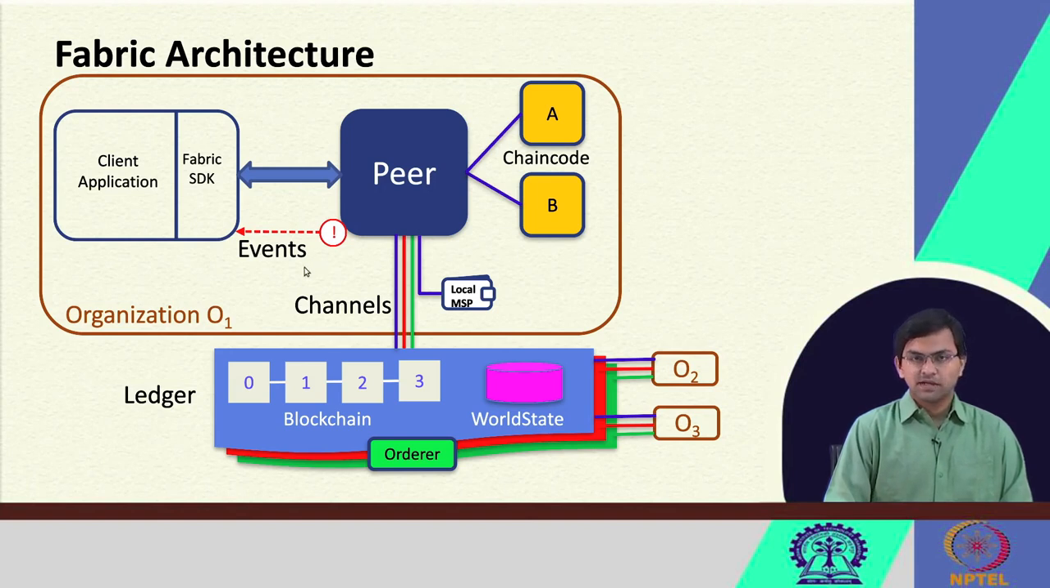Apart from that, the peer is also listening for events from the ledger. If new transactions are getting committed, or there are specific events emitted by different chain codes, those events are generated by the peer, which goes back to the Fabric SDK and to the client application. Apart from the peer and the client applications, there is another component called the MSP, or the membership service provider.